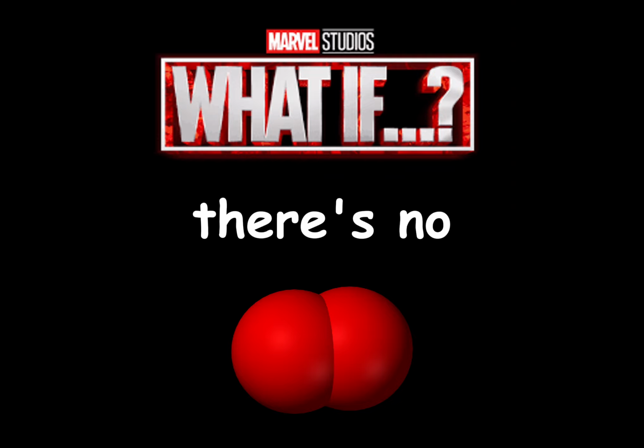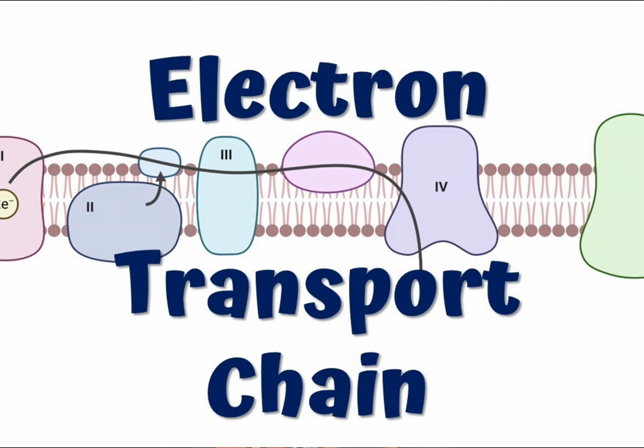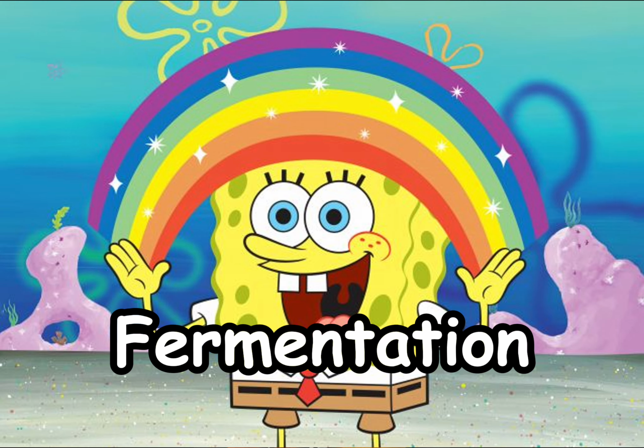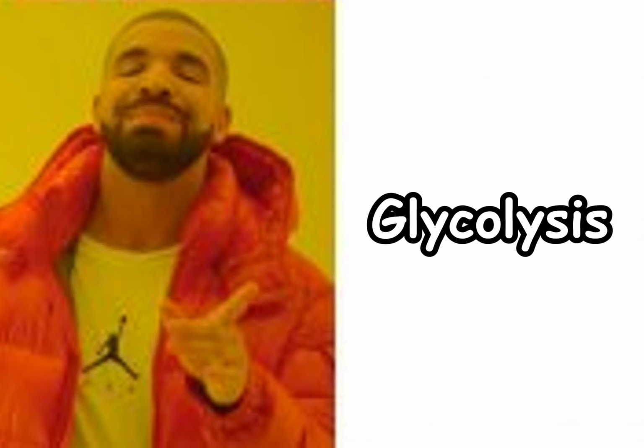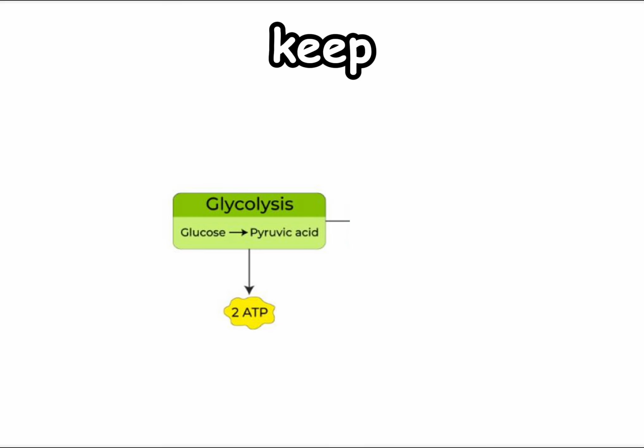What if there's no oxygen? That's where things get wild. When oxygen isn't present, the cells can't run the Krebs cycle or the electron transport chain. This is called anaerobic respiration or fermentation. Fermentation is different because it only uses glycolysis to make a little ATP. It stops there and produces different byproducts to keep glycolysis running.